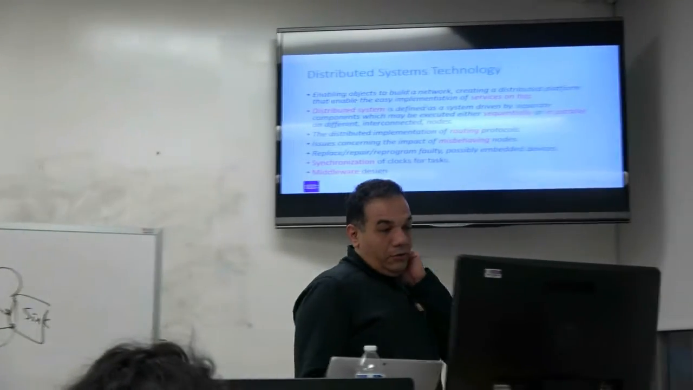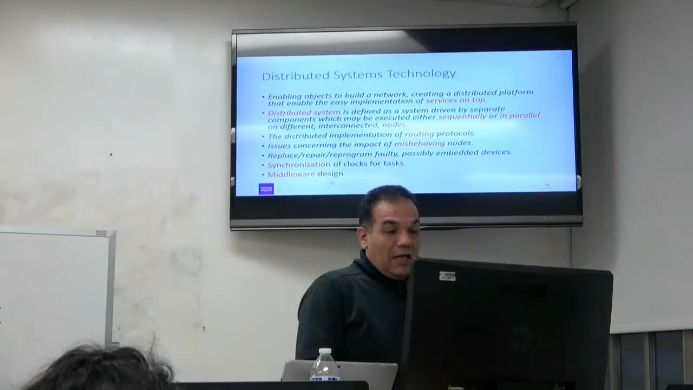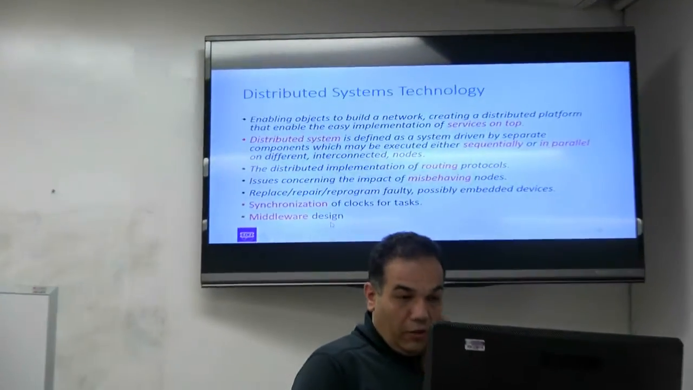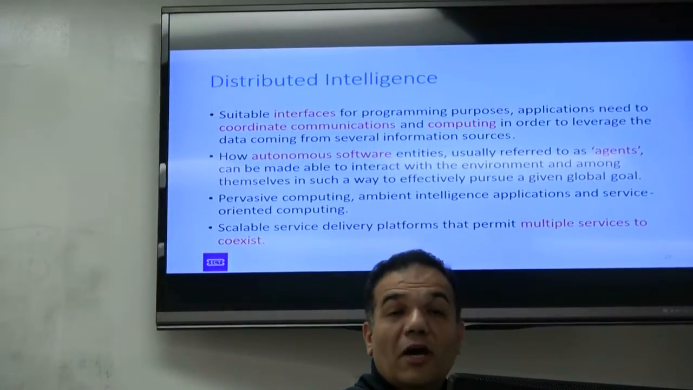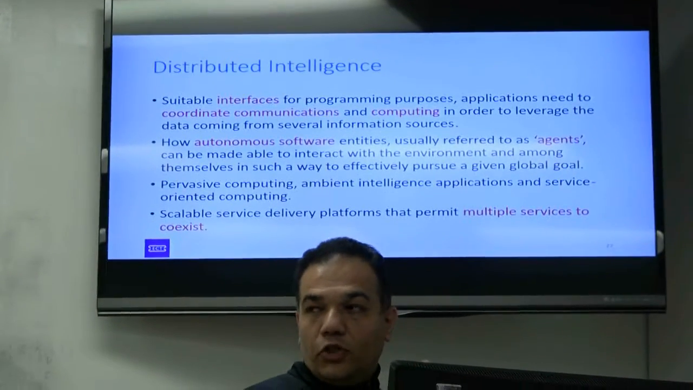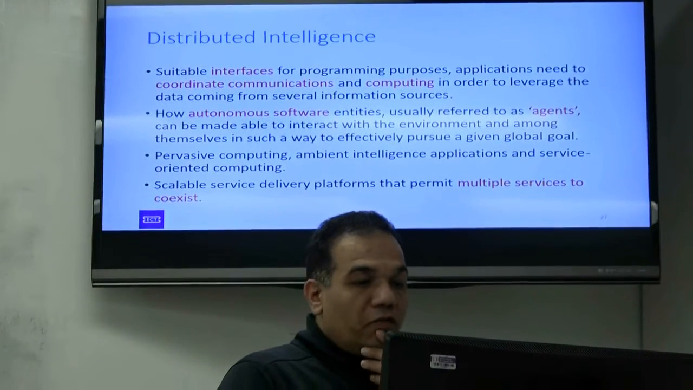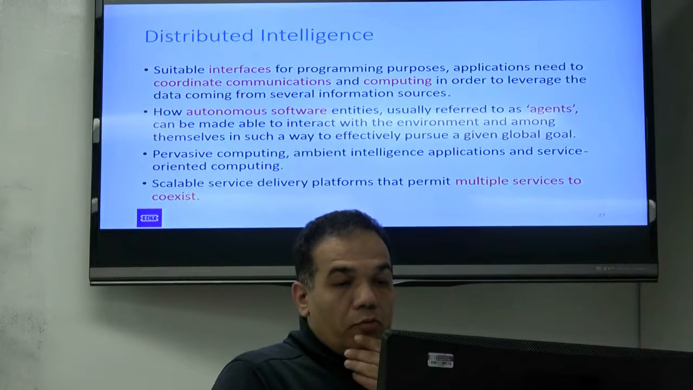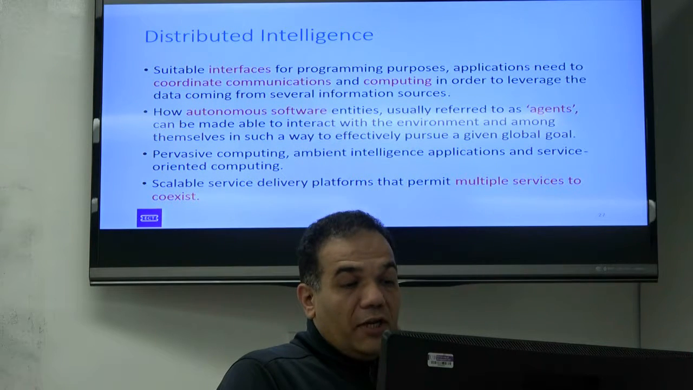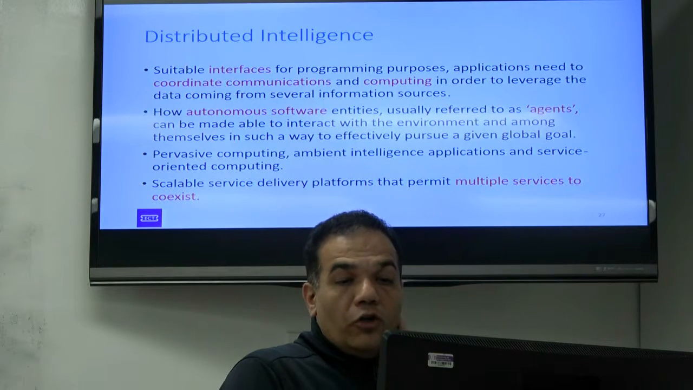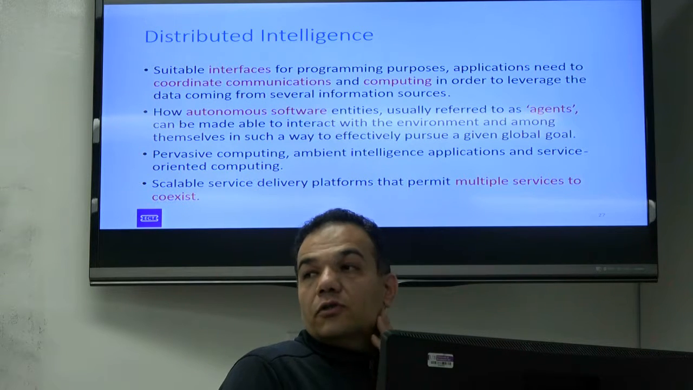All right. Now, synchronization of the clock task and middleware designs. You know, the middlewares and all that between different technologies. Then you have distributed intelligence, with suitable interfaces for programming purposes. Applications need to coordinate communications and computing in order to leverage the data coming from several information sources.